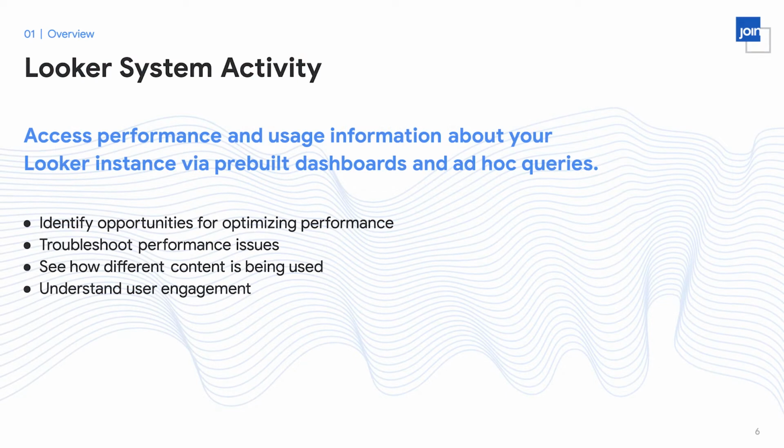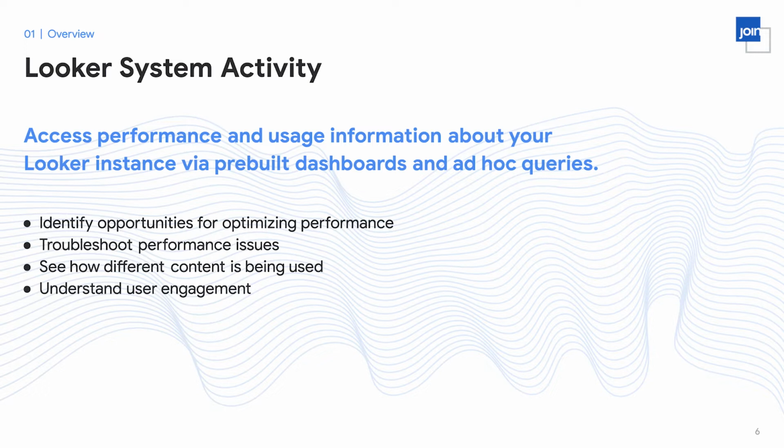System Activity is a great resource for any platform administrator. System Activity is a feature inside Looker that provides access to usage and performance information of your Looker instance via a set of pre-built dashboards and explorers for ad hoc queries. This set of dashboards and explorers allow you to identify opportunities for increasing efficiency and optimizing performance, find and troubleshoot performance issues, see when and how different content is being used and by whom, and overall, to understand user engagement in order to support product usage and drive adoption.